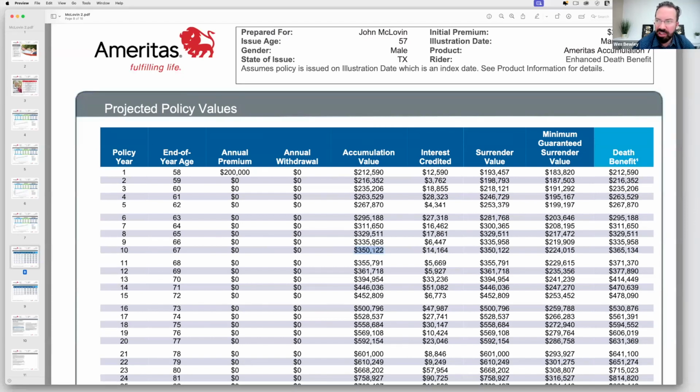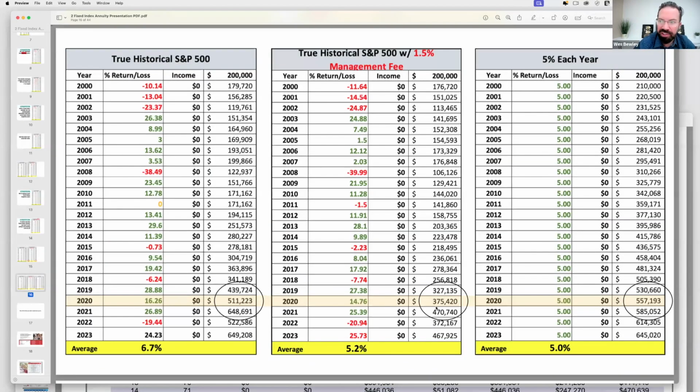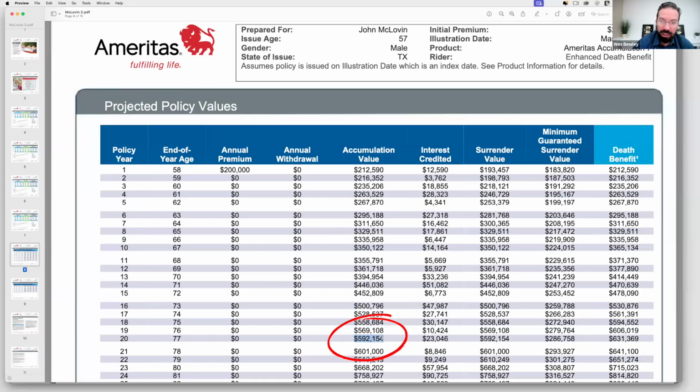So check this out. At year 10, we're at $350,000. Well, let's go back and look at the market at year 20. You're at 375,000. So we're only a little bit behind, even though it's just been 10 years. But here, after 20 years, you're at 592,000.